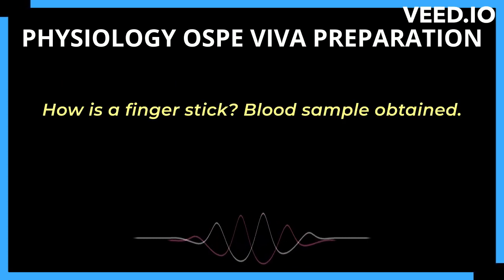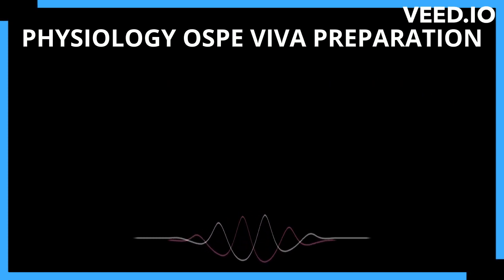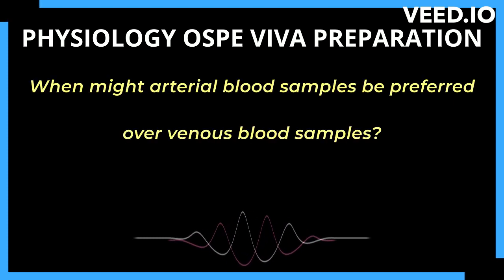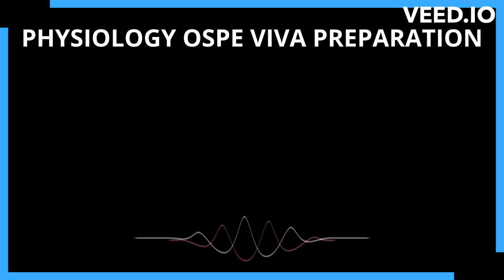How is a finger stick blood sample obtained? A lancet is used to prick the fingertip, and a small drop of blood is collected for testing. When might arterial blood samples be preferred over venous blood samples? Arterial blood is preferred for analyzing gases like oxygen and carbon dioxide or assessing blood pH levels.